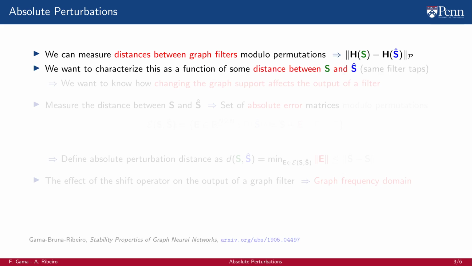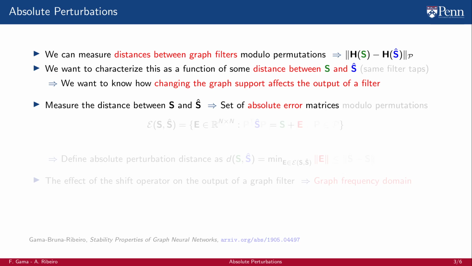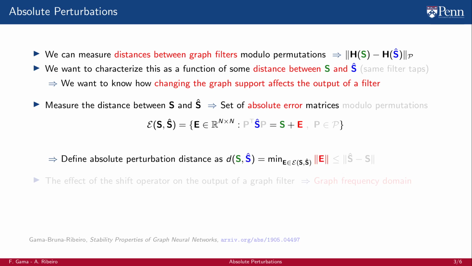What we want to do next is to characterize this distance between graph filters as a function of some distance between the supports S and S hat. That is, we want to know how changing the graph support affects the output of a filter. To measure the distance between S and S hat, we consider the set of absolute error matrices. This is the set of all matrices E such that when added to the shift operator S, they yield a permutation of the shift operator S hat. The absolute perturbation distance between the shift operators S and S hat can then be defined as the norm of the matrix E with the smallest operator norm among all matrices E in the absolute error matrix set.